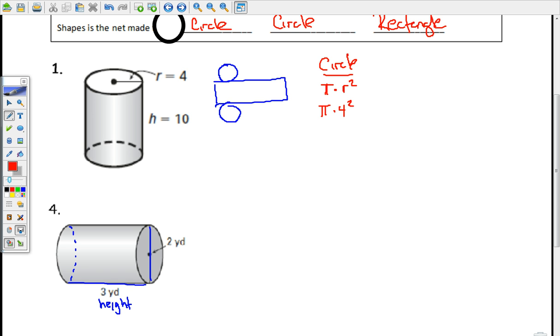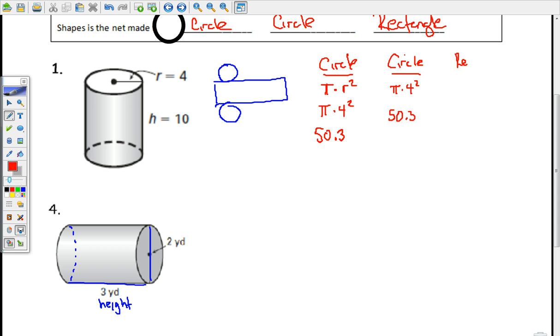So once we do that, we'll do pi times 4 squared. And you can type that onto a calculator. I'm going to actually use the pi button. Pi times 4 squared. Double check me on this. I got 50.3. And I'll round to 1 decimal place for each of these stages. My next circle is exactly the same, pi times 4 squared, 50.3.